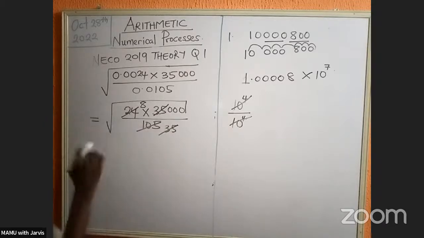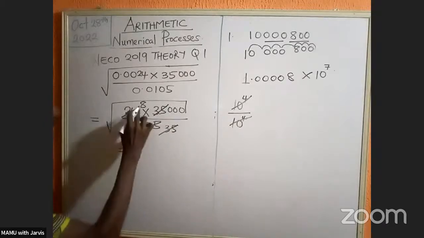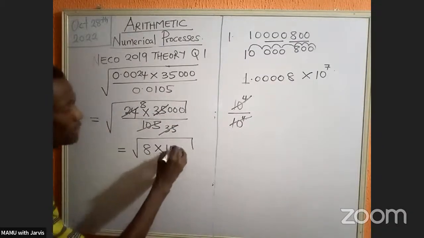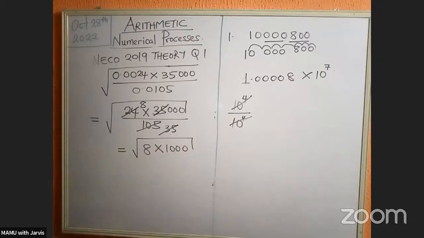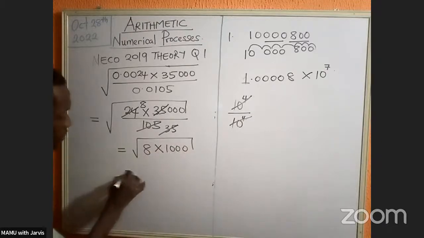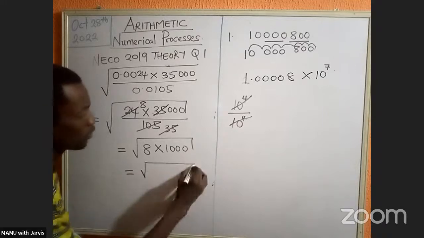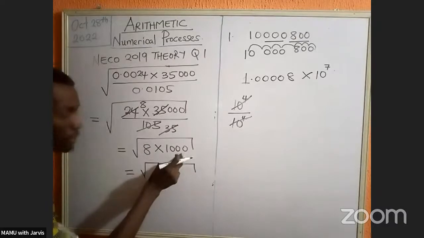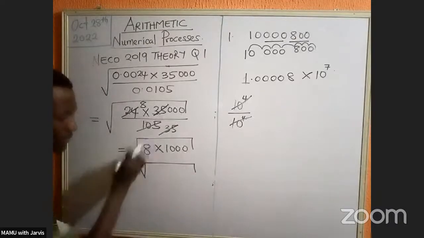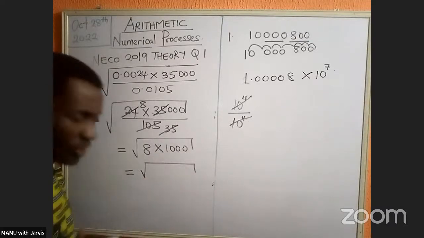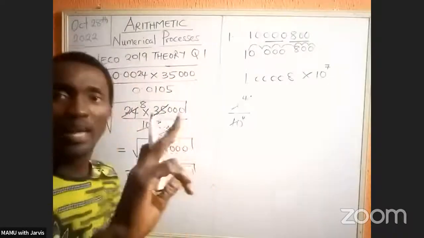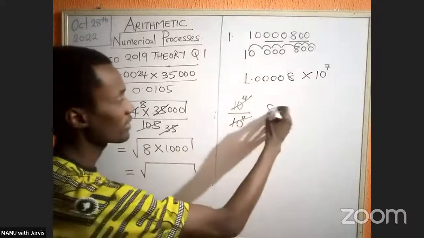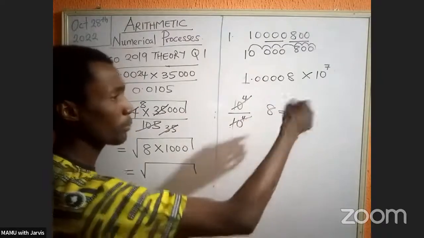8 times 1,000. So that will be the square root of 8 times 1,000. Now look at this. We said that the concept of square is the concept of pairing. So I can break this number 8. Think of two numbers such that I have a perfect square and another number. How do I break 8 so that I have a perfect square multiplying another number?